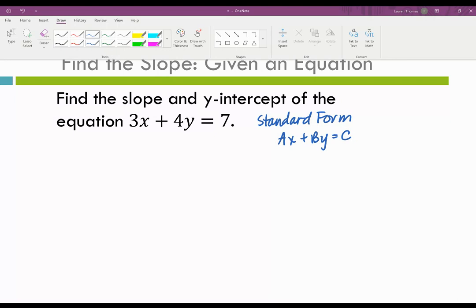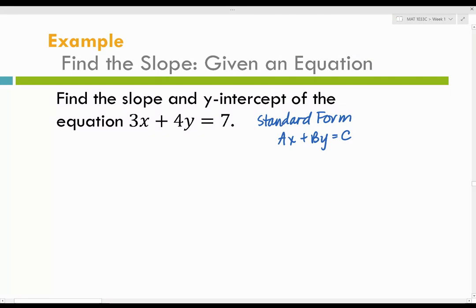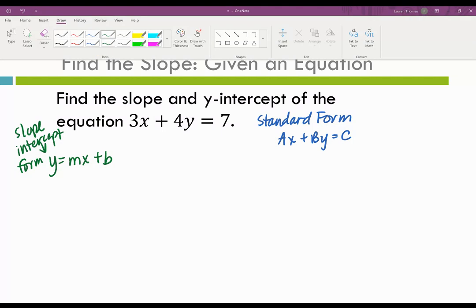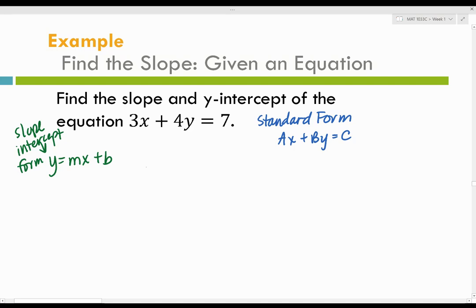So what we're going to have to do is convert it to slope-intercept form, which we just learned is y equals mx plus b. Okay, so if we manipulate our equation into slope-intercept form, then we'll be able to answer the questions that they posed. So we have 3x plus 4y equals 7, and I want it to look like this when I'm done. The only way it's going to look like that is if I can get y isolated, which means that I need to get y by itself.